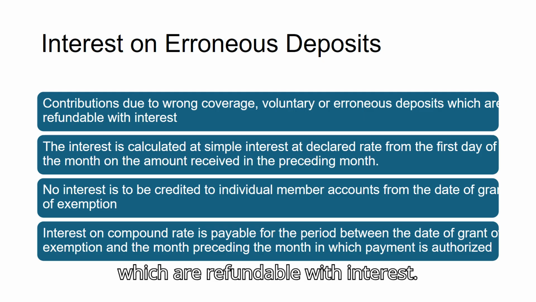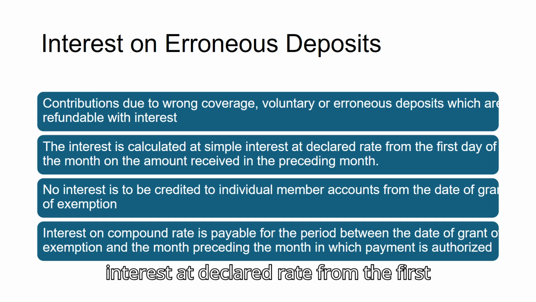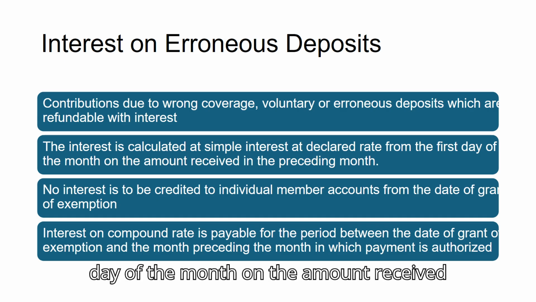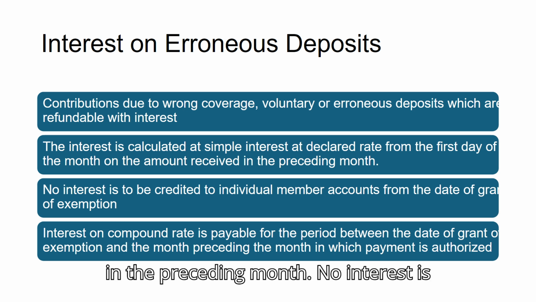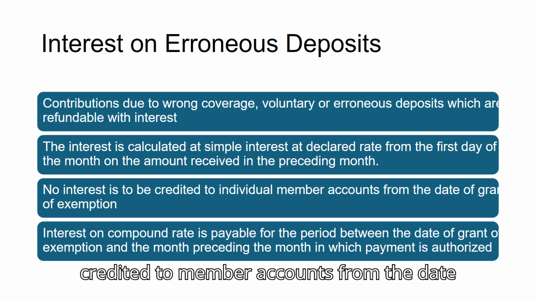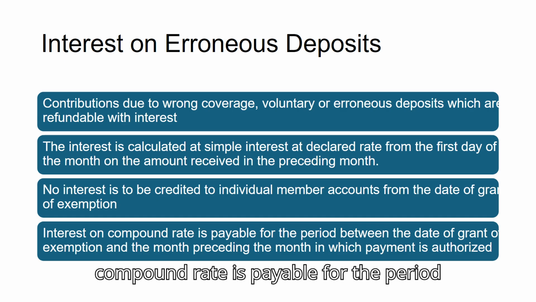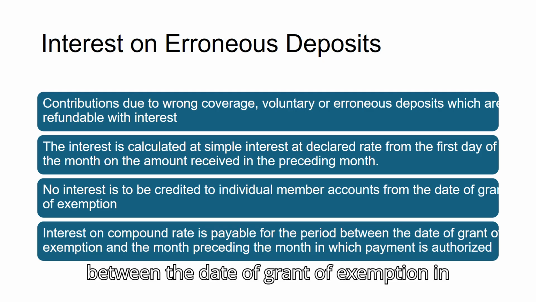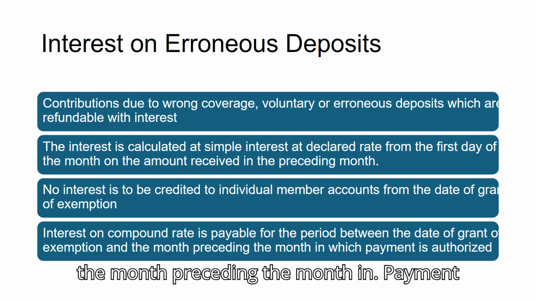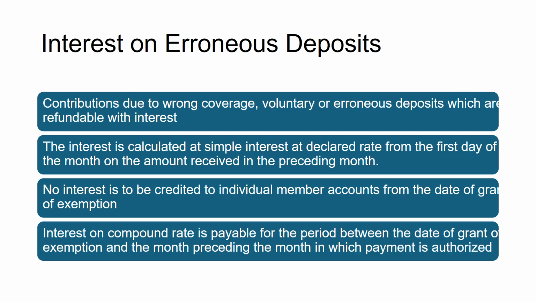Now we will talk about interest on deposits, contributions due to wrong coverage, voluntary coverage, or deposits which are refundable with interest. Interest is calculated as simple interest at the declared rate from the first day of the month on the amount received in the preceding month. No interest is credited to member accounts from the date of grant of exemption. Interest at compound rate is payable for the period between the date of grant of exemption and the month preceding the month in which payment is authorized.